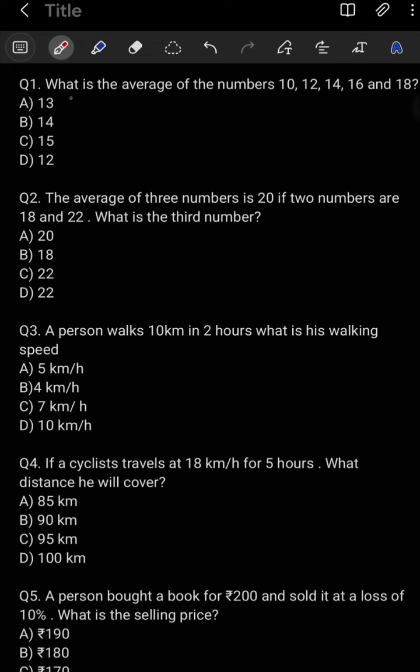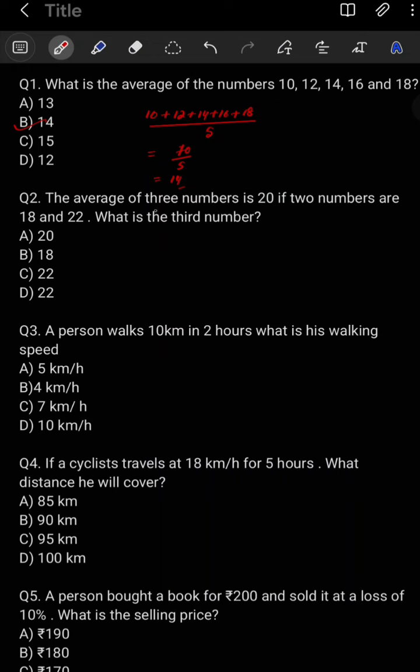So here, question number 1: what is the average of the numbers 10, 12, 14, 16 and 18? To find the average, you have to add all these numbers, 10 plus 12, then plus 14, plus 16, and lastly plus 18, and then you have to divide by the count of numbers. How many numbers are there? 1, 2, 3, 4, 5, so you have to divide by 5. If you add, you will get 70, and then you divide by 5, you will get 14. So option B is your correct option.